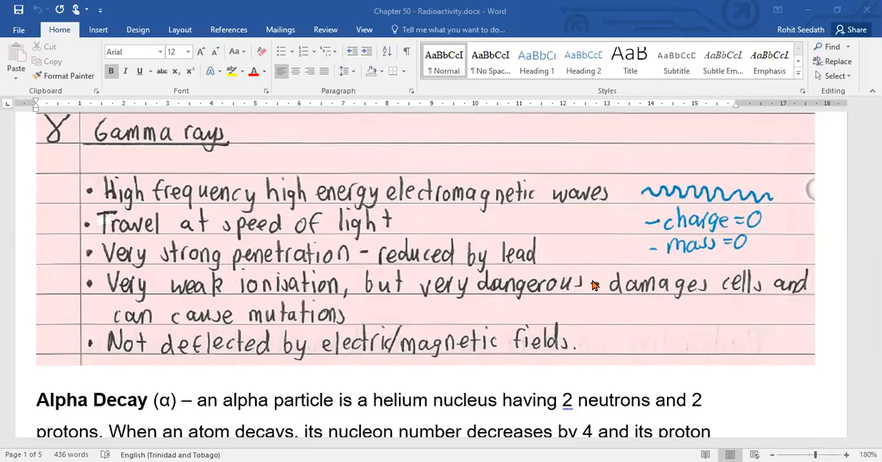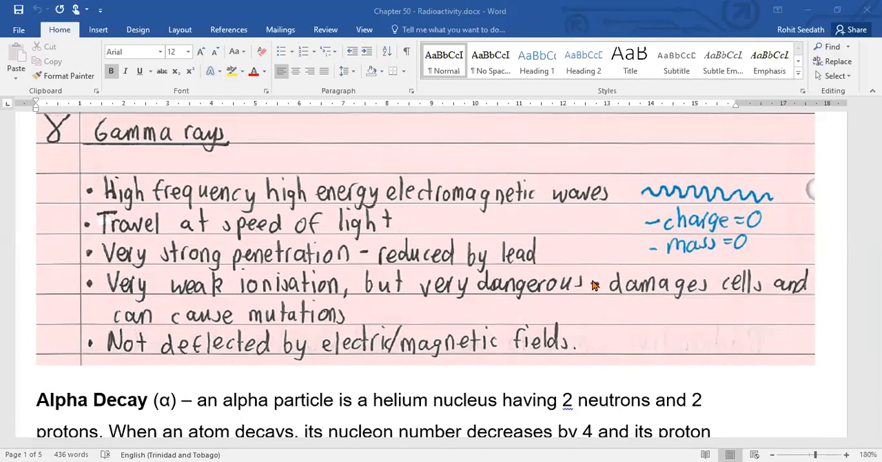Gamma rays are high frequency, high energy electromagnetic waves. They travel at the speed of light, which is the fastest out of all of them. So it's gamma, then beta, then alpha. Right? Very strong penetration, reduced by lead. Very weak ionization, but very dangerous. They damage cells and can cause mutation.